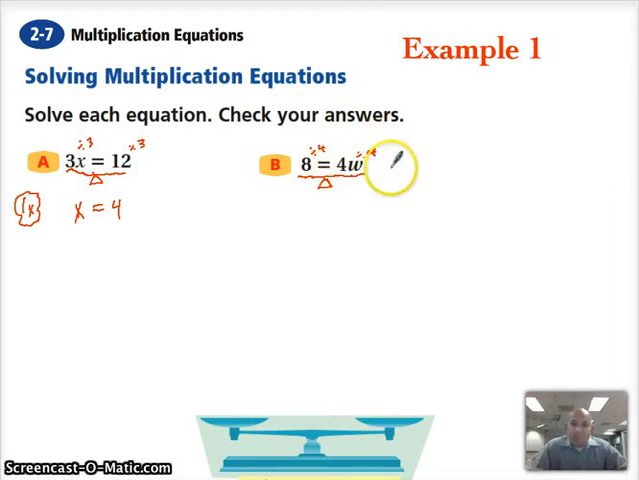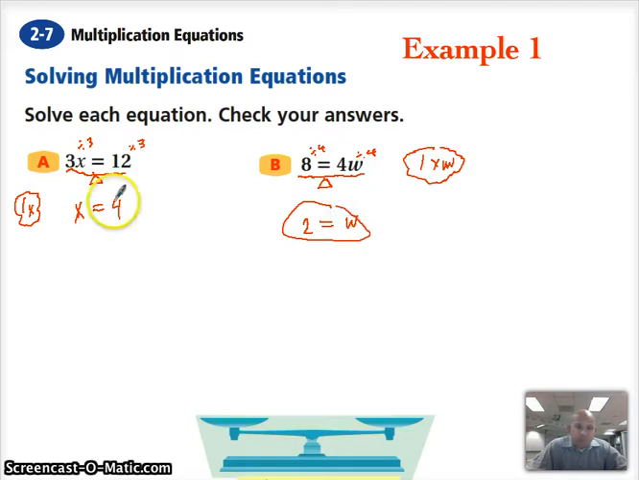4 divided by 4 is 1, and 1 times w. Oh, that looks like a weird W, but believe me, it's a W. 1 times W just leaves a W on this end. The equal sign is placed right underneath the other equal sign, and then 8 divided by 4 is 2, so 2 equals W.